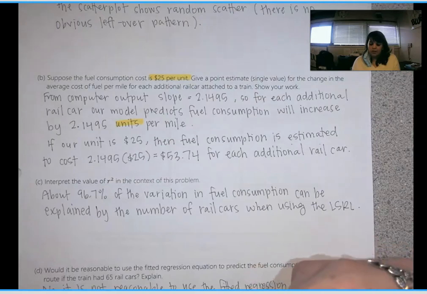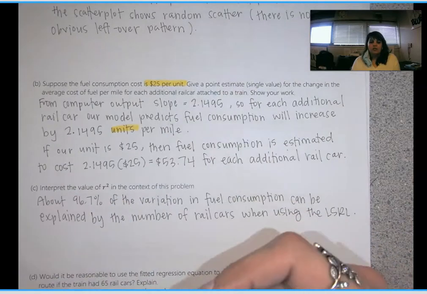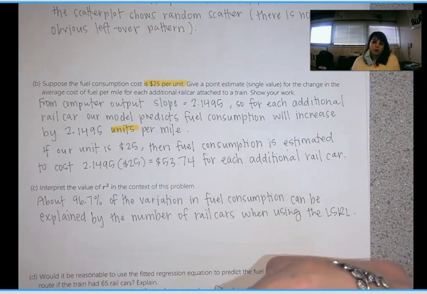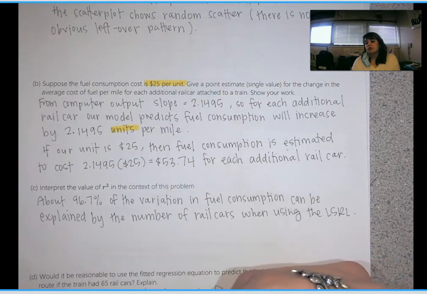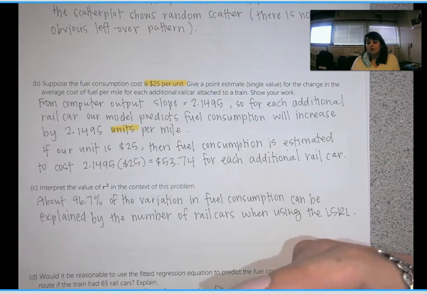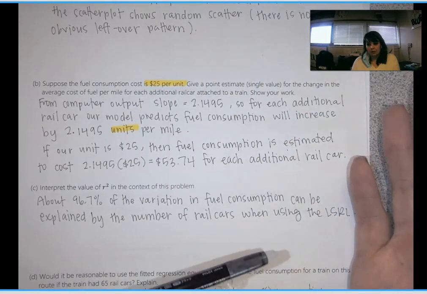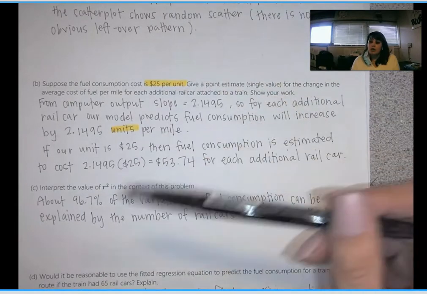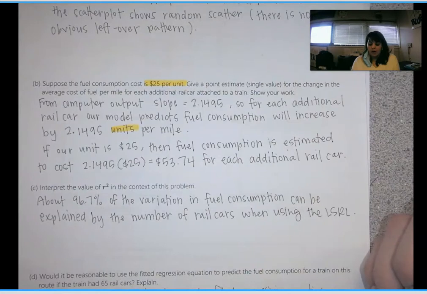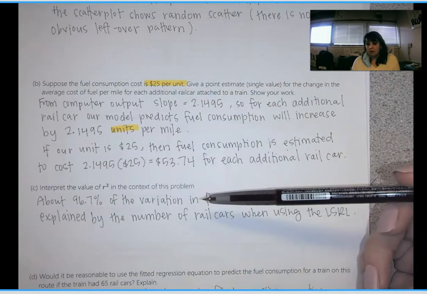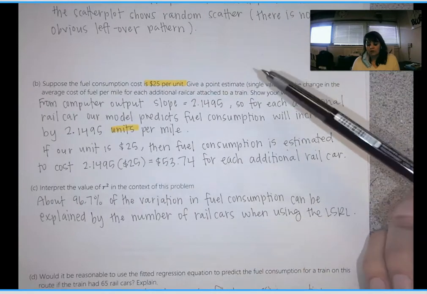Give a point estimate. So this is just fancy for give an estimate for the change in average cost of fuel per mile for each additional rail car attached to the train. Show your work. So even if you wrote down the right answer, if you didn't write down how you got that answer, you wouldn't get full credit. I've written more than is necessary because I am trying to explain to you my thought process. When I'm done going through this, I will tell you what is required for full credit.